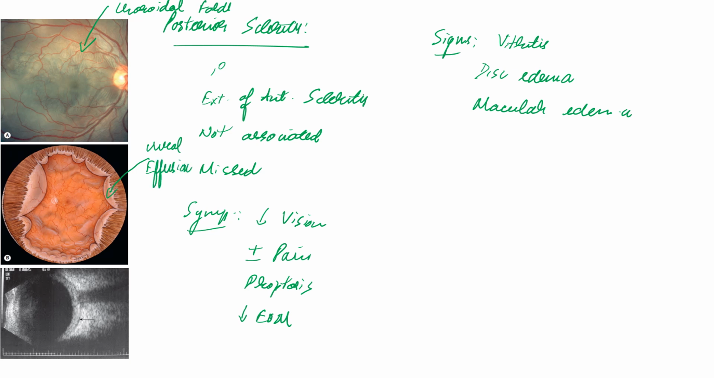This picture shows a case of posterior scleritis. If we do B scan, we'll find out something called T sign. This is because of the thickened sclera. So this is B scan of a case of posterior scleritis showing T sign because of thickened sclera. This thickened sclera can also be picked up using CT scan.